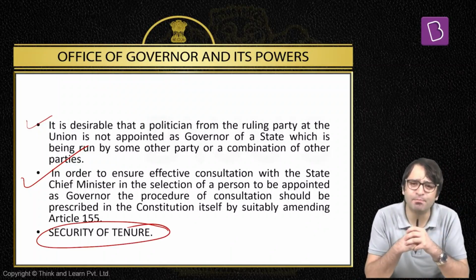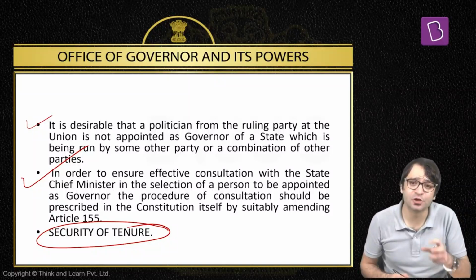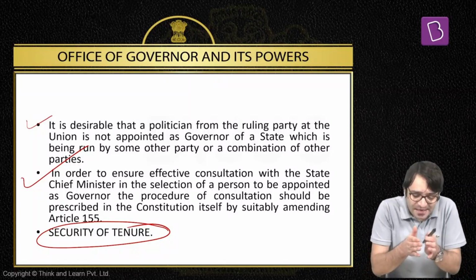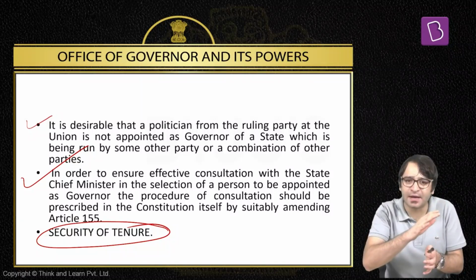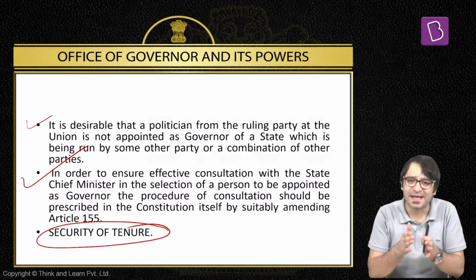And the last important recommendation, security of tenure. Why is it that governors do the bidding of the ruling party at the center? Why is it that the governors are partisan in favor of the ruling party at the center? It is because the governor does not enjoy security of tenure. And it is this lack of security, which is like a Damocles sword on top of the head of the governor. If I don't follow the diktat of the ruling party at the center, I will be removed, I will be dismissed, I will be transferred. And it is because of this that the governors play partisan politics.